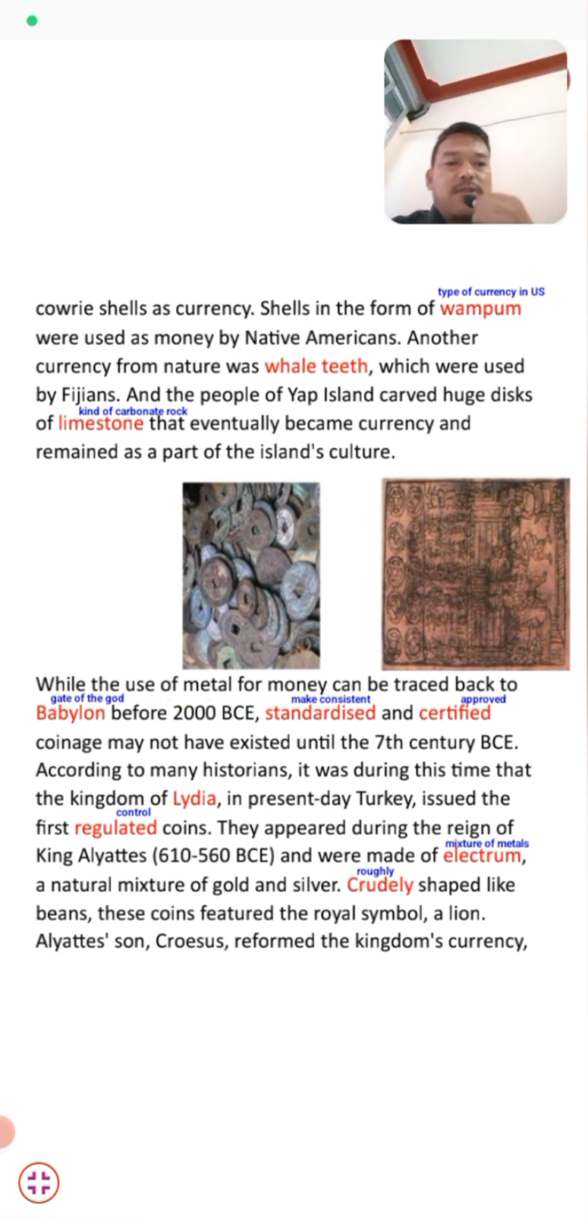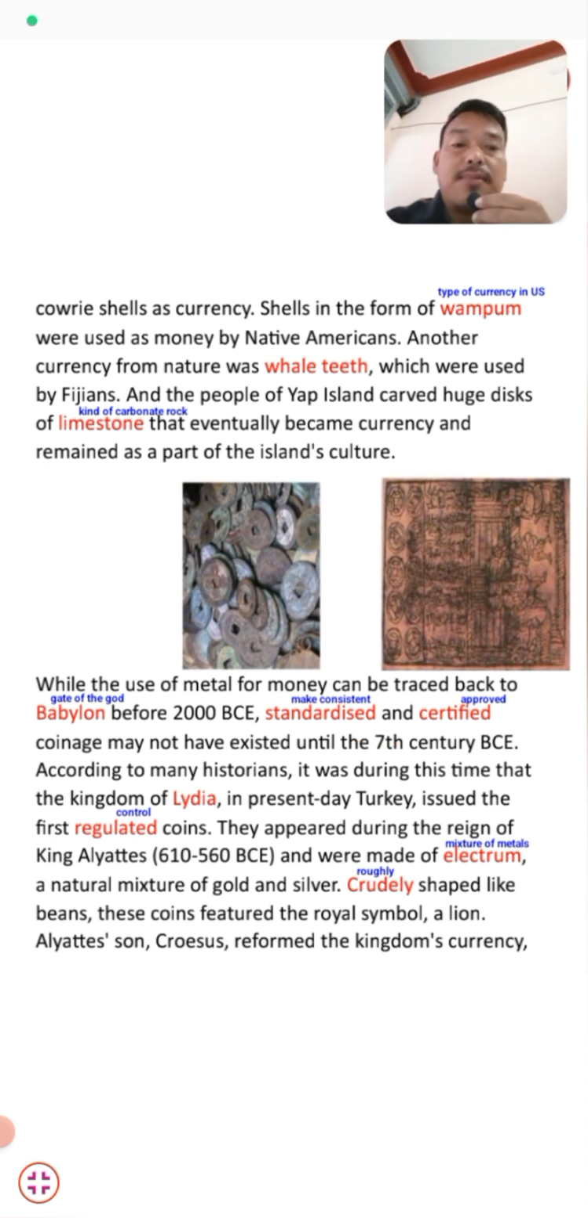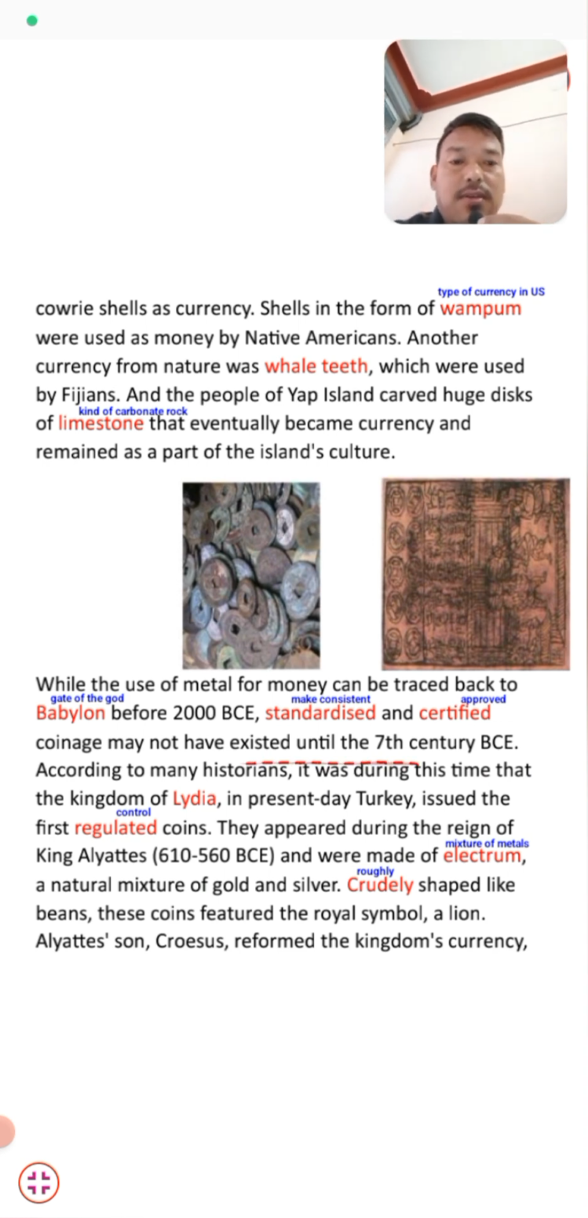In older times, the people of Babylon used metal as a currency. They started using metal currency as a practice that began as early as 2000 BC, and this practice was standardized, which means made consistent, and certified, which means approved by the government and the authority. And these standardized, certified and approved coins may not have existed until the 7th century BC.